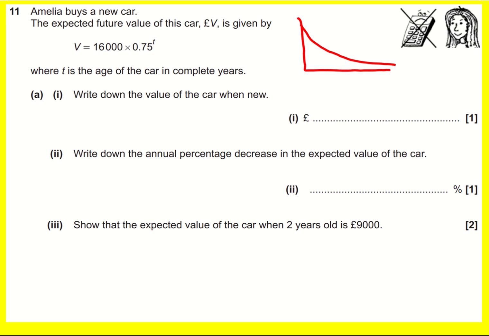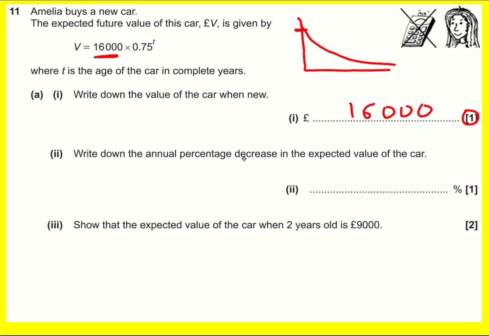So what does that mean? This is the starting value and it's the number that's in front. It's when t is equal to 0. So this thing here just becomes 1 and the answer for write down the value of the car when new is simply 16,000. No other calculation required.